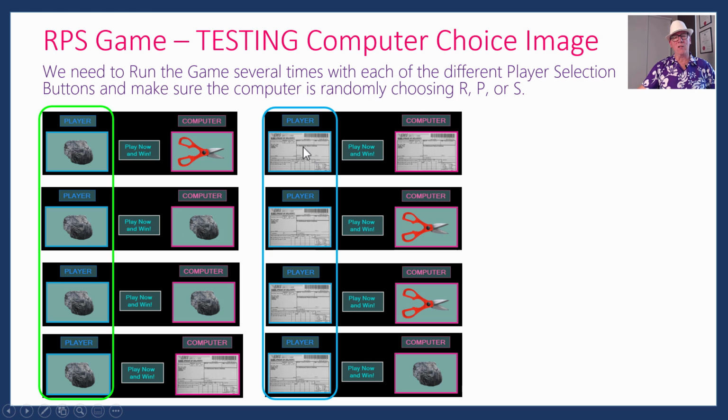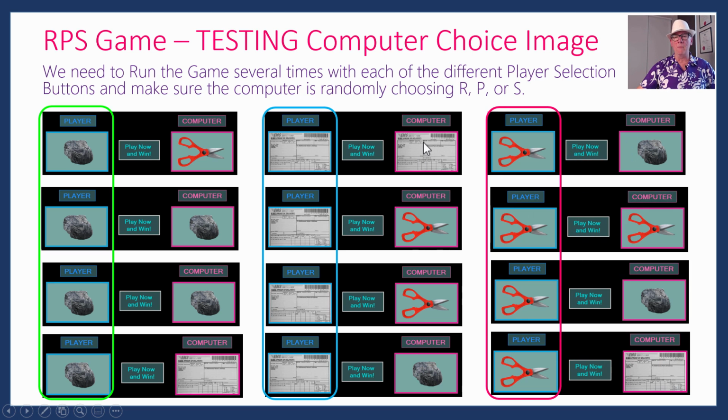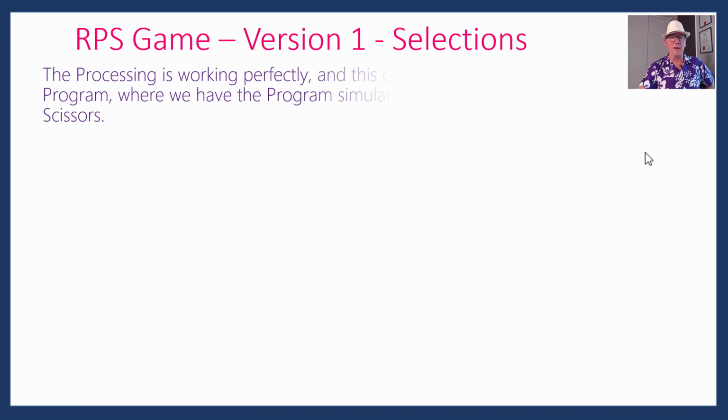That is fine. Here we're just doing clicks where they would just click the paper button several times, and the computer was generating its choice totally randomly with that random number picker. And here the player was just clicking on scissors all the time to get scissors, and the computer was coming up with different items. So that all seems really great, and we have almost finished that.